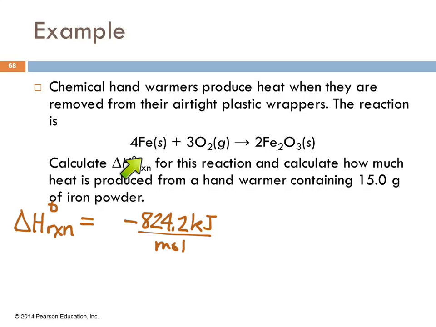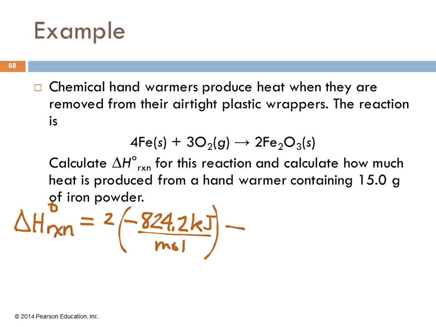We have to multiply by 2. Because remember, enthalpy is an extensive property. It depends on how much there is. And this is telling us there's 2 of those. So we need to multiply this by 2. That's the product. Then we subtract the sum of all the heats of formation for the reactants.